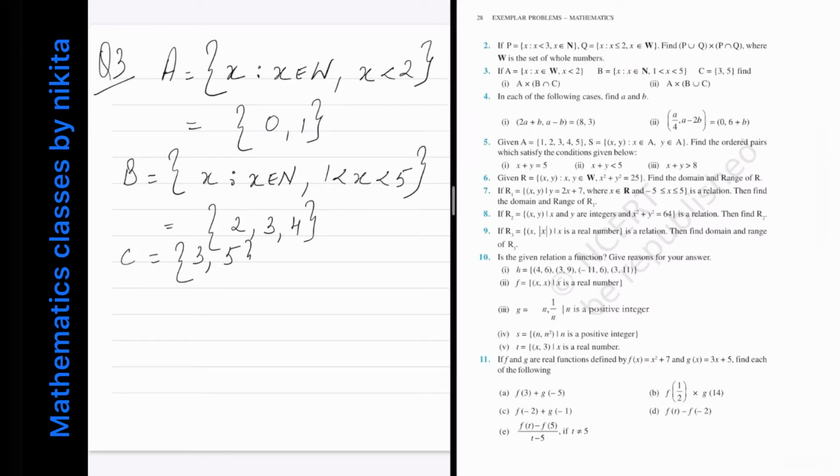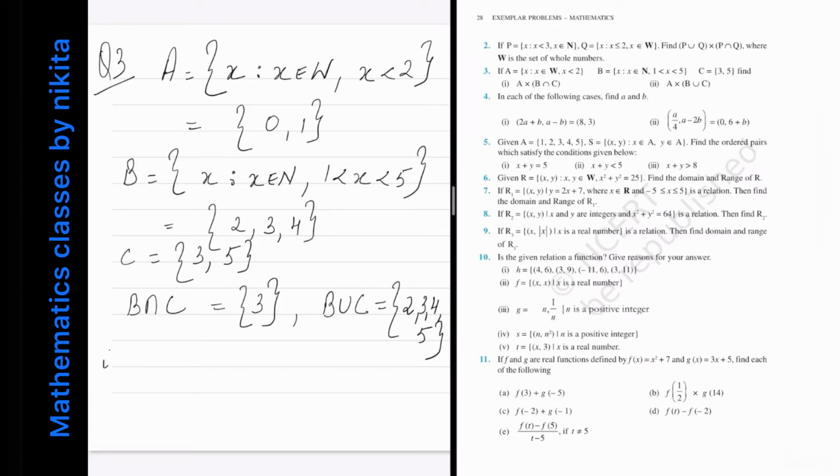So first of all, let's find what is B intersection C. So the common elements in B and C. So you can see the common element is singleton 3. Okay. And then what is B union C? So B union C will be equal to 2, 3, 4 and 5. Okay. 2, 3, 4 and 5.